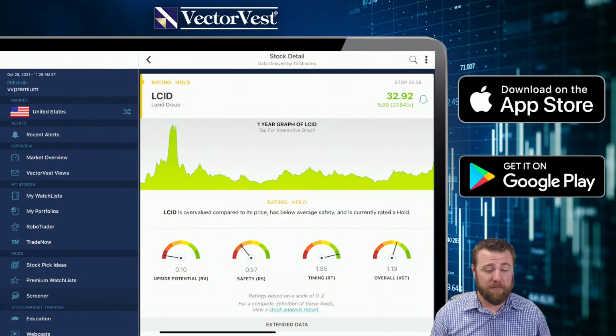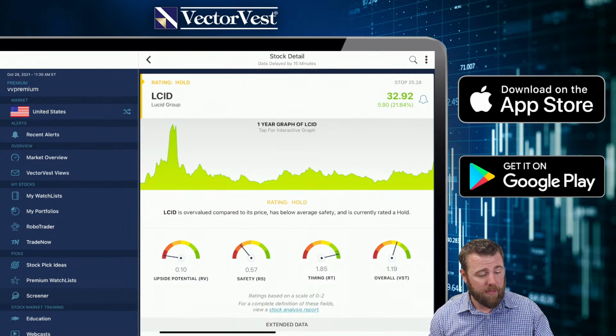So looking at Lucid. Lucid is a speculative play. Poor long-term potential, a lot of risk associated with it, but look at that timing. 1.85, an extremely strong short-term uptrend. Overall, that makes the stock favorable. Stock's up 22% right now. So no surprise seeing that at such extreme highs right now.